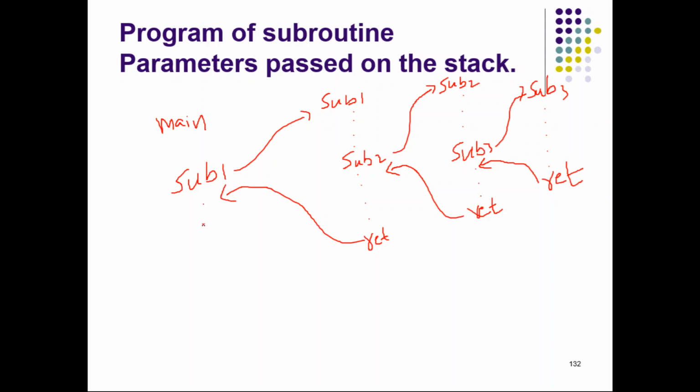Okay, so main program, let us assume it ends with an end statement or whatever it may be. Okay, so here for each subroutine, say for example the main program is calling subroutine 1.